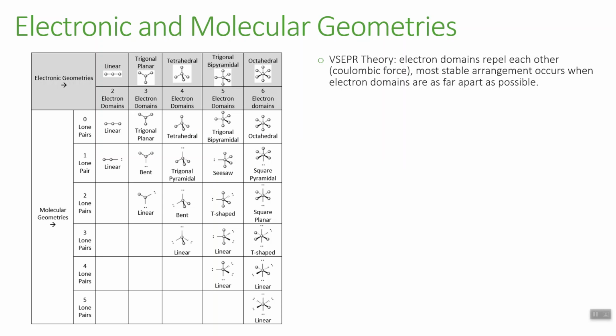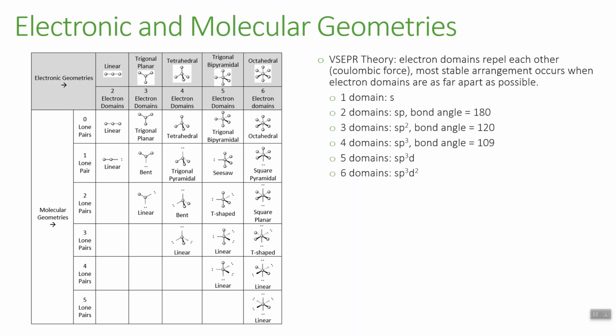So VSEPR theory says that electron domains repel each other. This is the Coulombic force. Like charges repel each other. So the most stable arrangement of electron domains is going to occur when they are as far apart as possible. So this leads us to these different bond angles that we associate with different numbers of domains. An electron domain is going to be either a lone pair of electrons or a bonding pair of electrons.